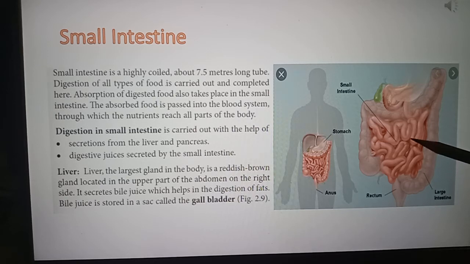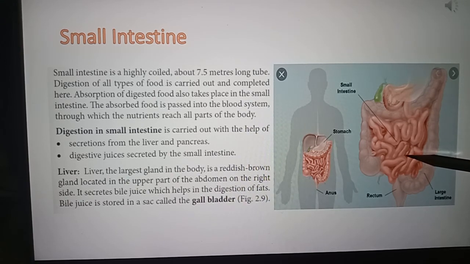Digestion is occurring in the small intestine, but on the other hand, absorption of the digested food is also taking place here. Okay, the food which is absorbed passes into the bloodstream, and the blood is able to carry these nutrients to all the parts of the body. I hope you all have understood. I will repeat: the absorbed food passes to the blood, and the blood will carry all the nutrients to all the parts of our body.